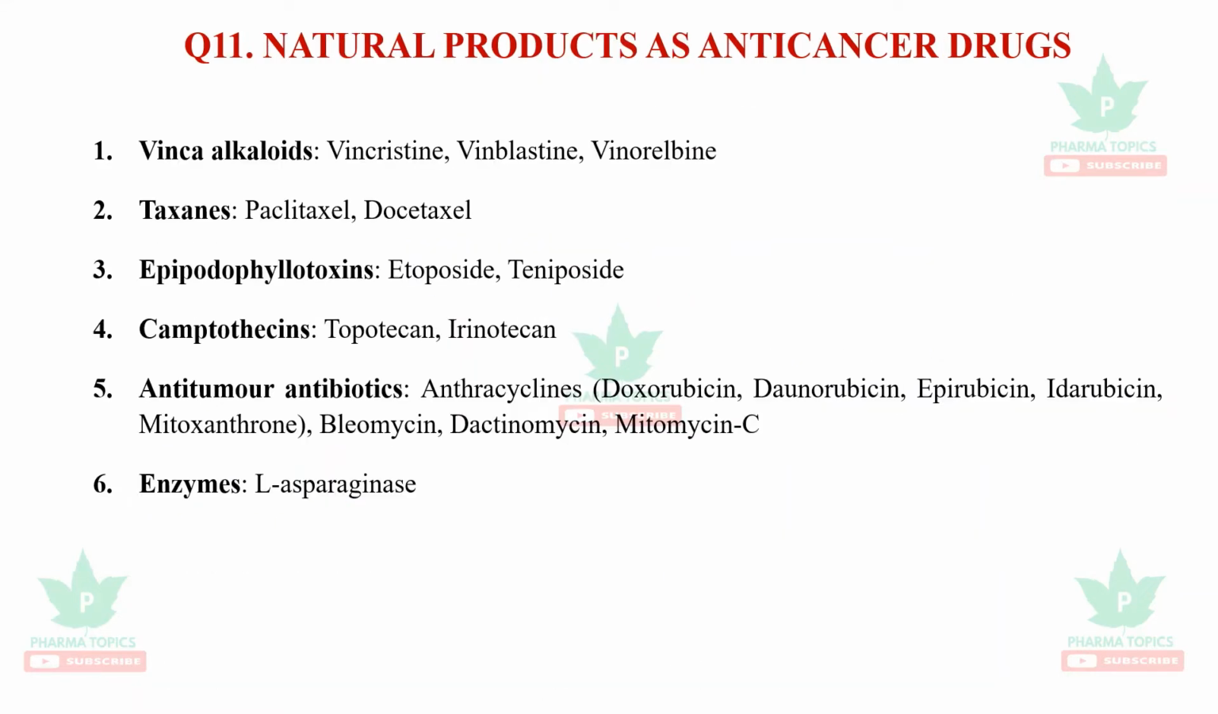Question number 11, they may ask, what are the natural products used as anti-cancer drugs? There are 6 groups: vinca alkaloids: vincristine, vinblastine, vinorelbine; taxanes: paclitaxel, docetaxel; epipodophyllotoxins: etoposide, teniposide; camptothecins: topotecan, irinotecan; anti-tumor antibiotics: anthracycline antibiotics, doxorubicin, daunorubicin, epirubicin, mitoxantrone, then bleomycin, dactinomycin, and mitomycin C. An enzyme is also used as a natural product anti-cancer drug, which is L-ASPARAGINASE.